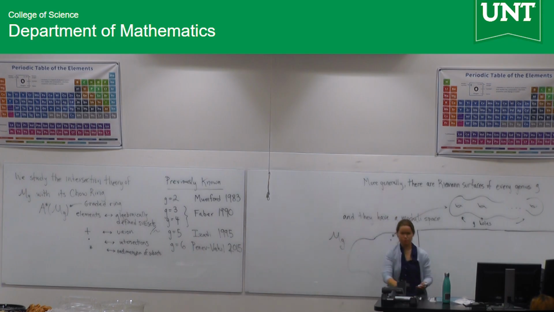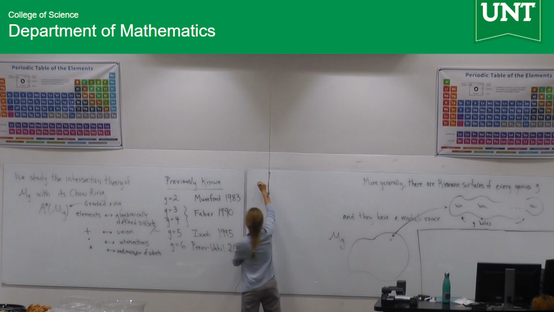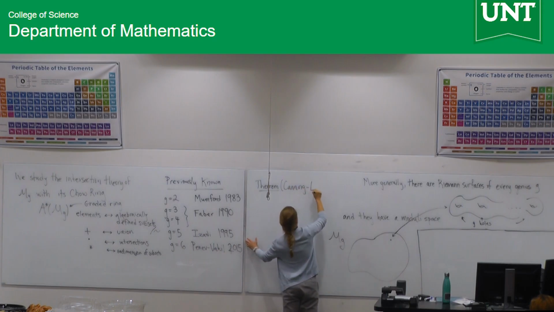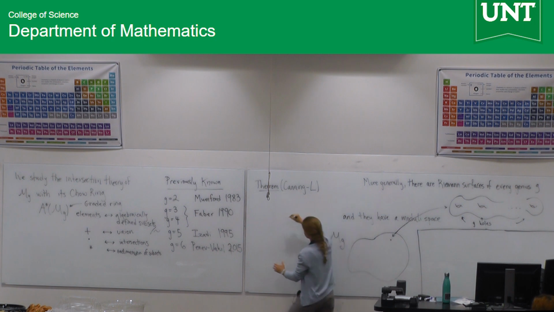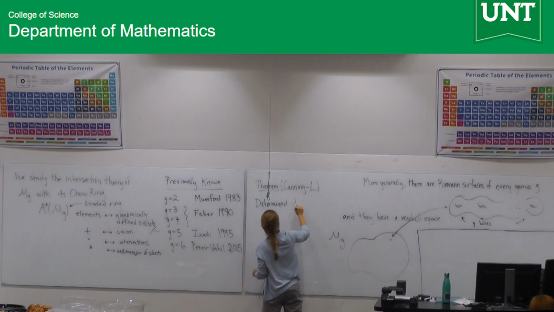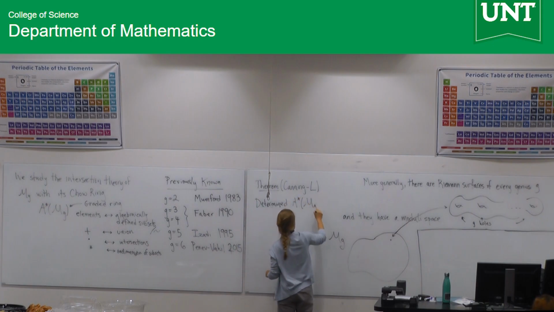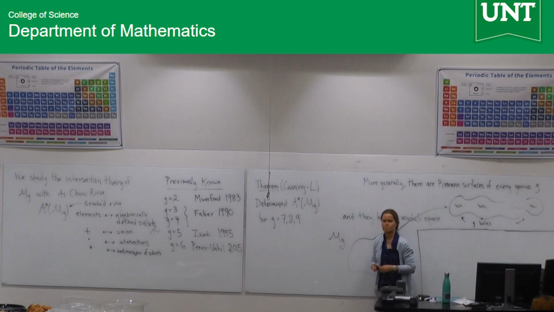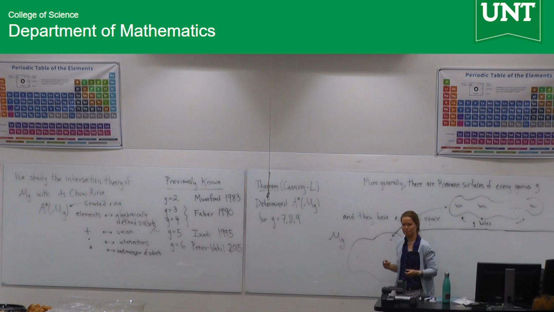And the theorem of mine that I want to state is joint work with my collaborator, Samir Canning, and we determined the Chow ring of M_g when g is 7, 8, or 9. So that is the result I'd like to end with, and I'd be very happy to take any questions.